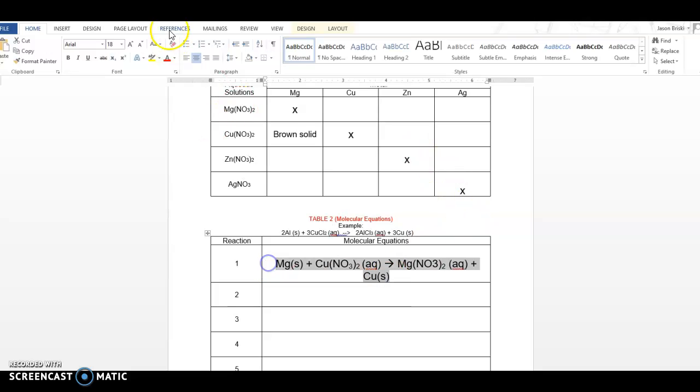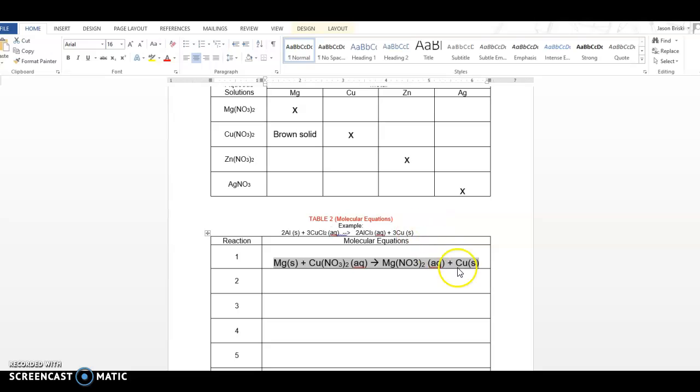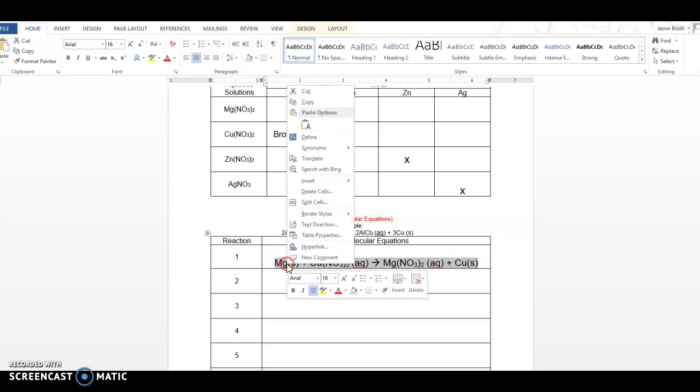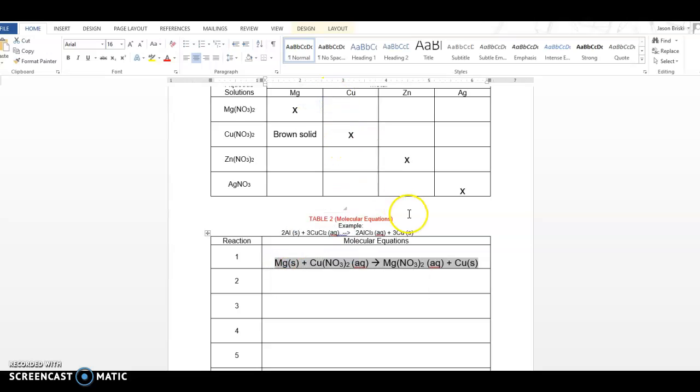All right, so we do this. Fix the subscript, and then we look at the reaction and make sure it's balanced. Now this reaction is balanced as is written, so we're good. Now let's take this equation and go down to the next table that says complete ionic equation.